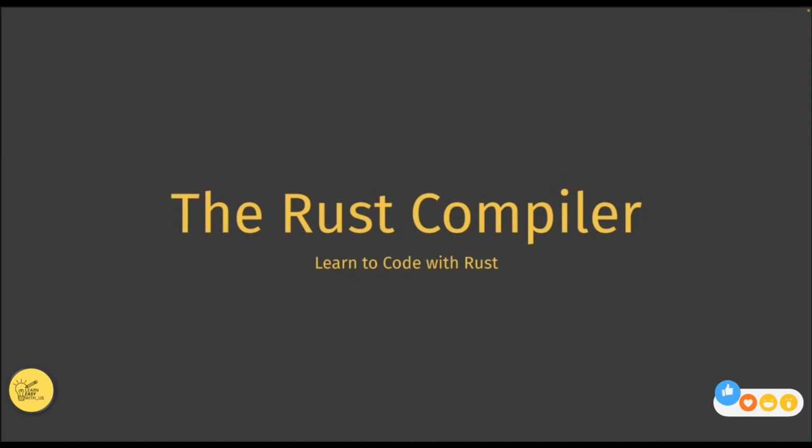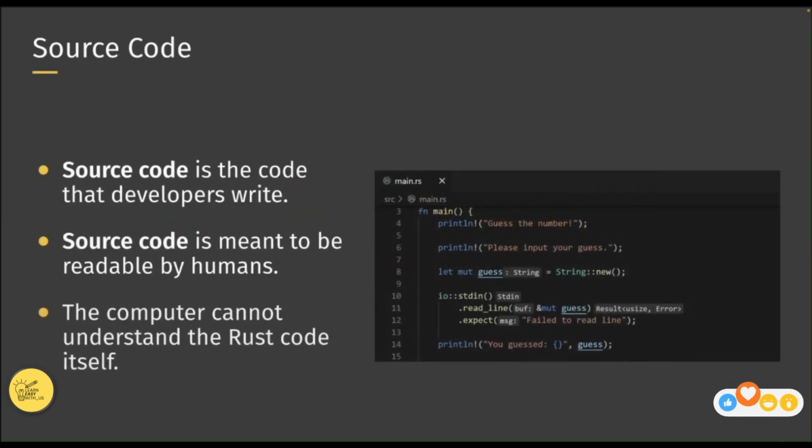In the following lessons, we'll set up Rust on our computers. Before we get there, I want to explain exactly what we're going to be installing, which is the Rust compiler. In order to understand what a compiler does, let's begin by talking about source code.